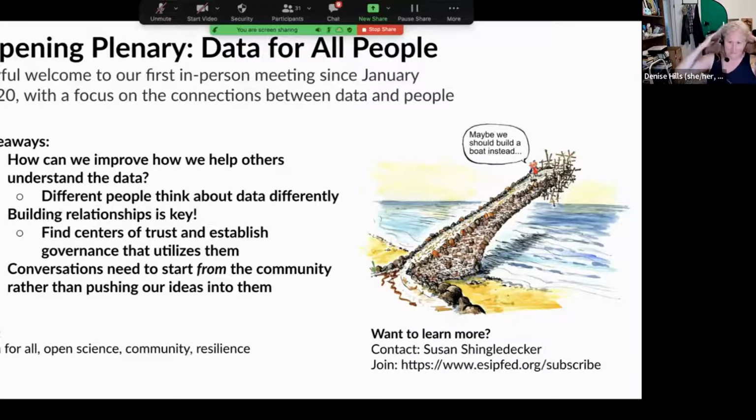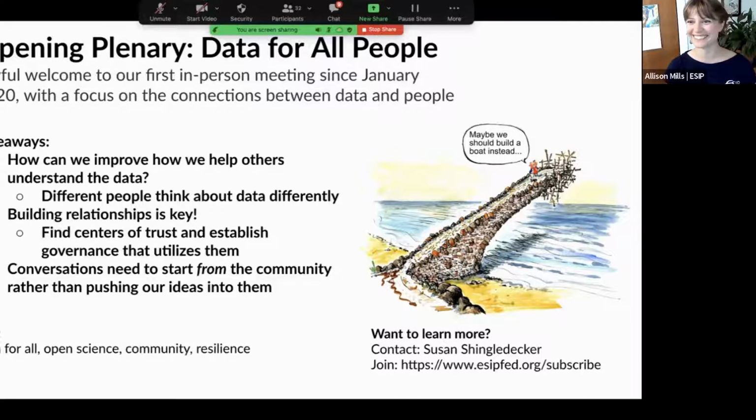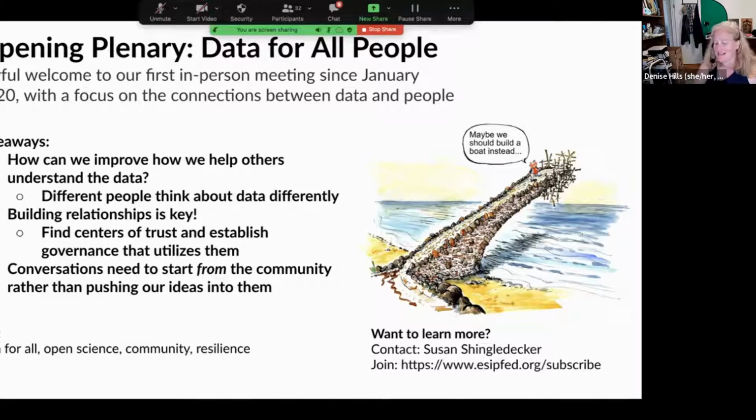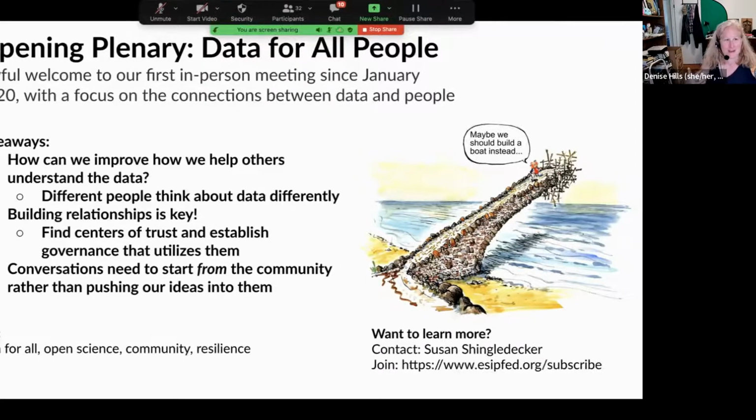Thanks. How can I follow such fabulous looking slides and such great work from Allison and all of the staff at ESIP? One of the things about planning this in-person meeting is that we really wanted to be joyful in our welcome to our first in-person meeting since January of 2020. It truly was joyful. And Susan opened up our plenary, reiterating that, and welcomed us all to Pittsburgh, reminded us why we were there.